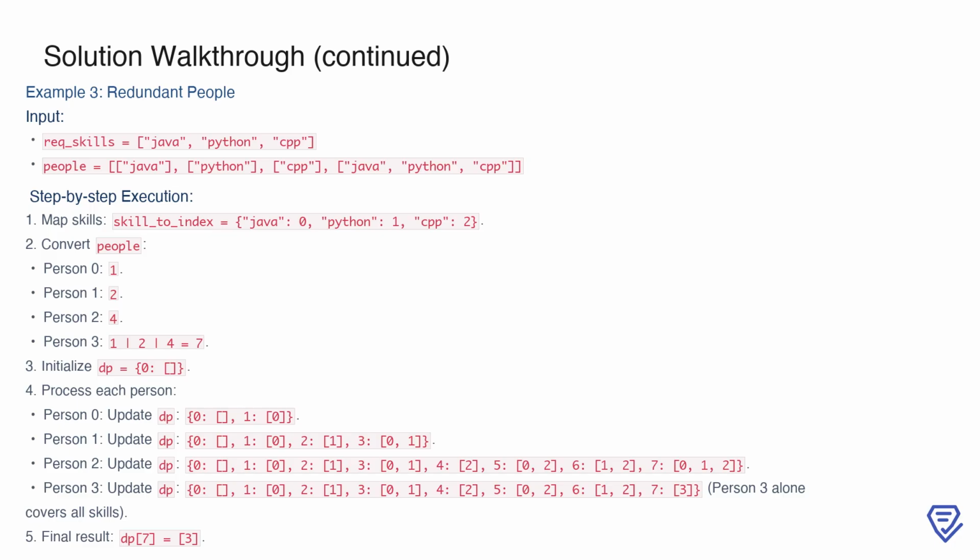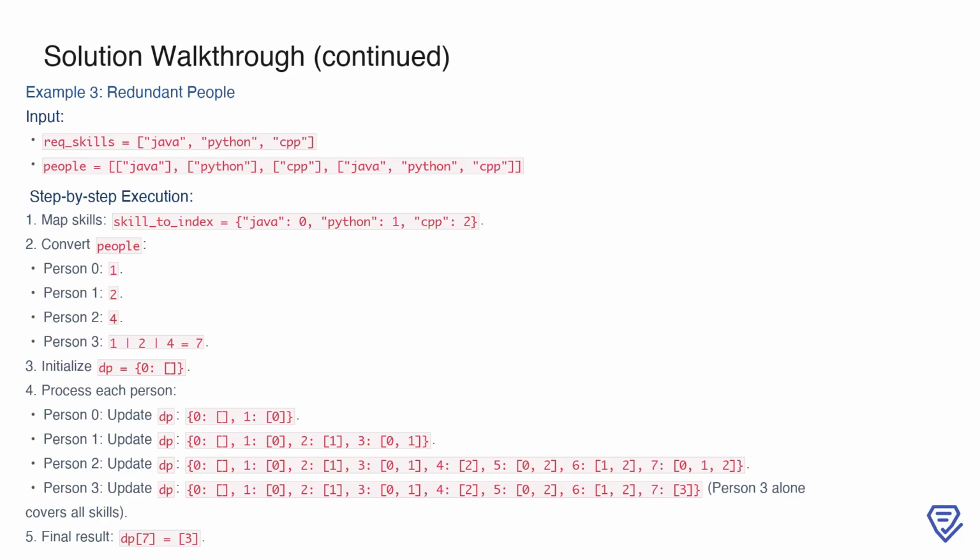In this next example, we introduce redundancy to demonstrate how the solution avoids unnecessary team members. The required skills remain the same, Java, Python, and CPP, but this time, one person alone has all the skills. After mapping the skills to indices, we convert each person's skills into bitmasks. Person 0 knows Java, so their bitmask is 1. Person 1 knows Python, with a bitmask of 2.